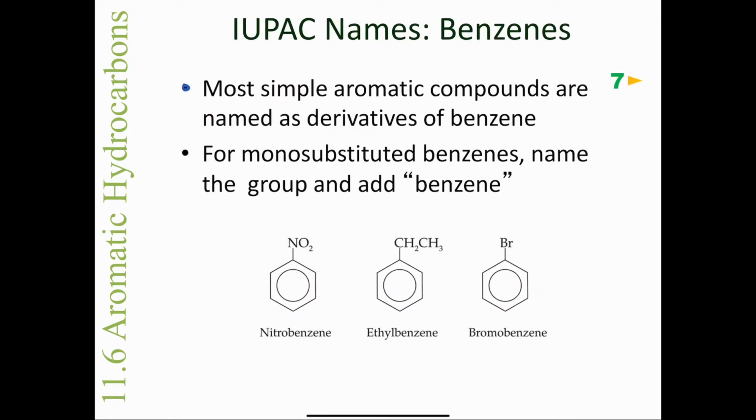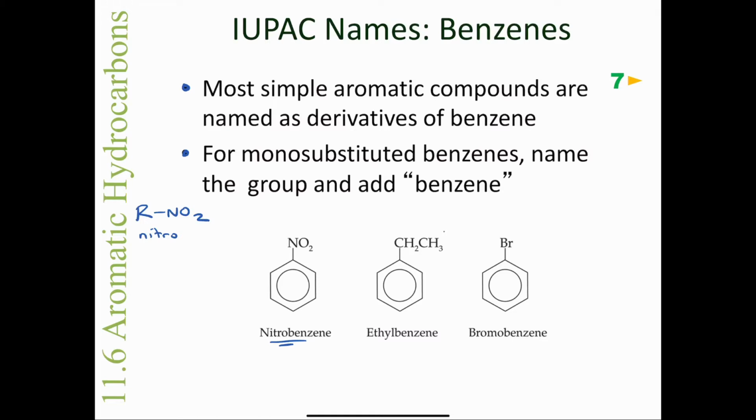Let's talk about the IUPAC names of benzenes. It says here that most simple aromatic compounds are named as derivatives of benzene. For monosubstituted benzenes, or benzenes that only have one substituent, we name the group and then we just add the word benzene. And this is a great time for me to introduce you to a brand new functional group that we call the nitro group. And that's when we have NO2 like this, so this is called a nitro functional group. And so since this benzene molecule here has a nitro attached to it, we would call it nitrobenzene.